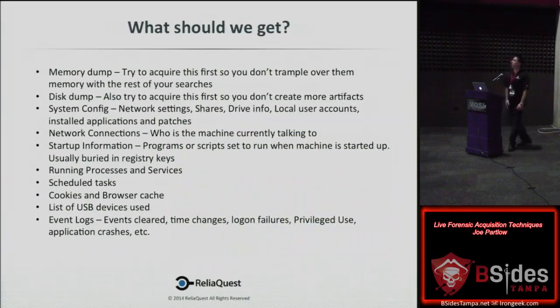So what type of stuff should we get when we do the live acquisition? Obviously there's a ton of different things going on. It depends on the OS and what we want to do. This is kind of specific to Windows, but obviously you have Linux machines and various other OSs. So the big thing is the memory dump. Try to get that first, because remember, any commands that you run are going to alter that memory a little bit. So try to get that dump out of the way.